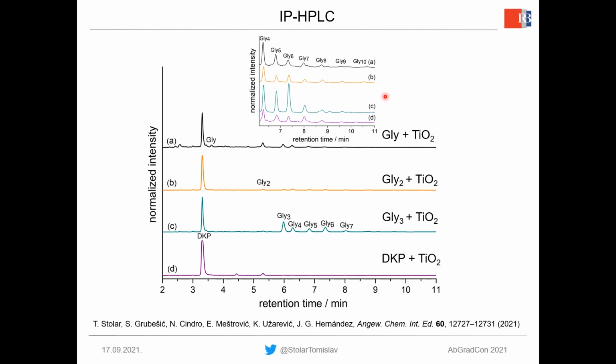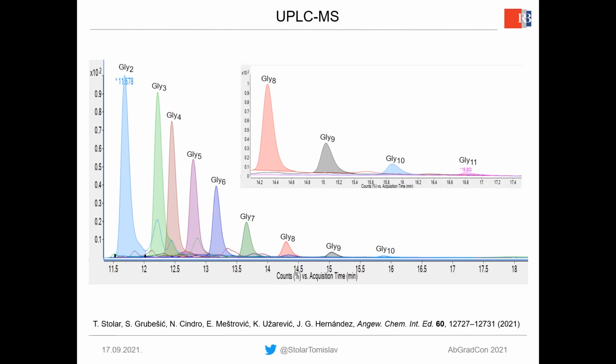Importantly, when starting the reaction from diketopiperazine, we have ascertained that it can be a productive intermediate for the synthesis of peptides, as we observed the formation of peptides containing 10 glycine residues.